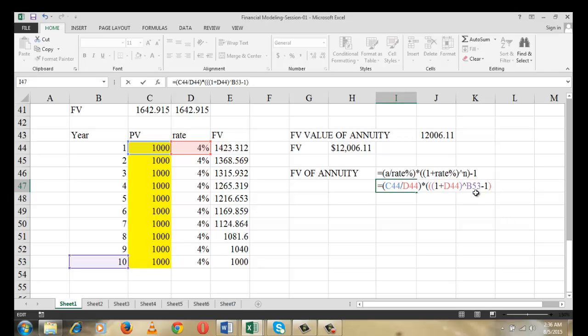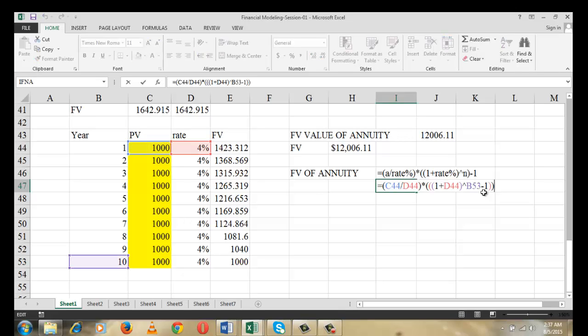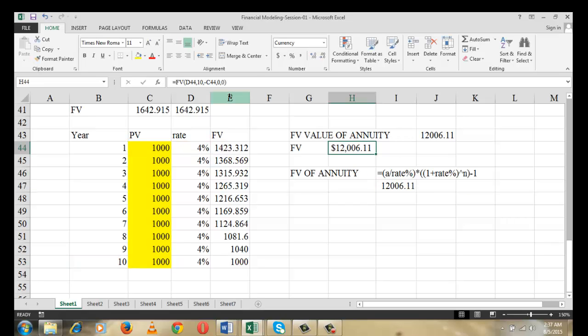1 plus r percent to the power n. We get 112,006.11. So this is about the future value of annuity. In case the future value of annuity due is being asked, instead of 0 you can just write 1 to get the value of future value of annuity due.